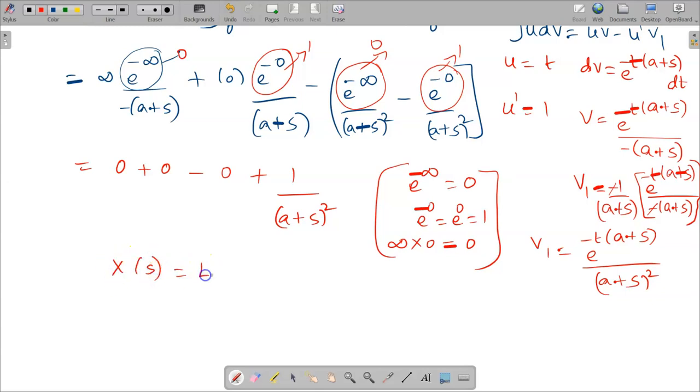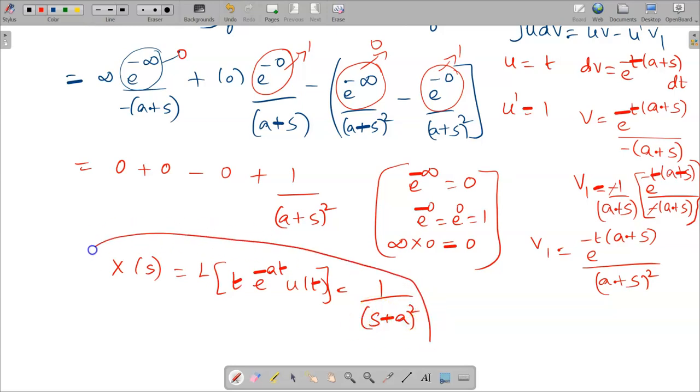What is X of s? Laplace transform of t e power minus at u of t, which is nothing but 1 by a plus s the whole square, you can write it as s plus a the whole square. So this is your final answer for the given problem.